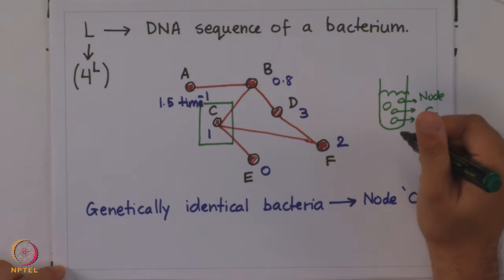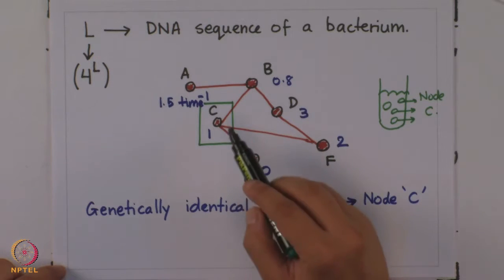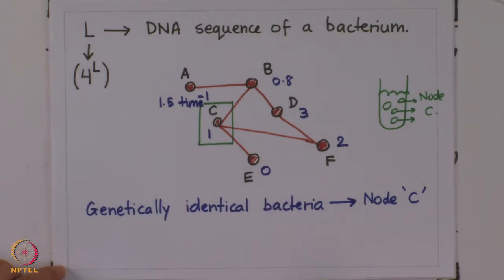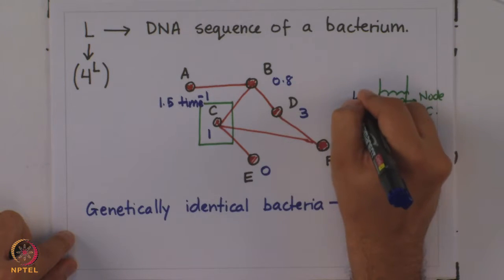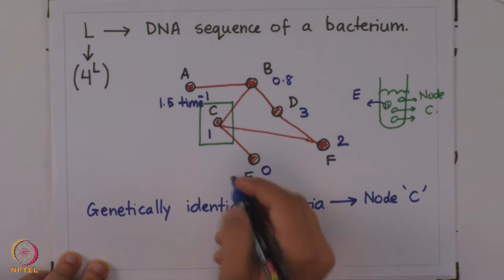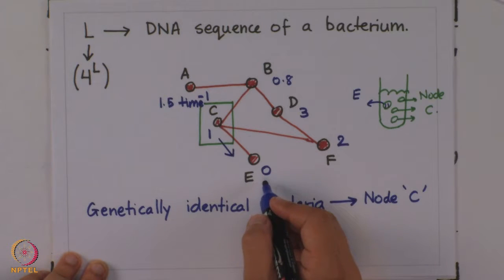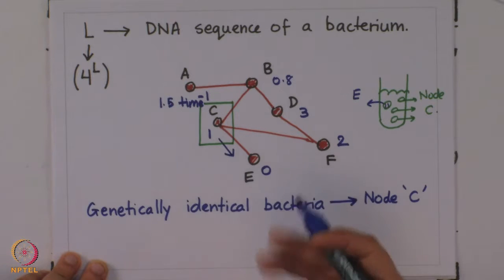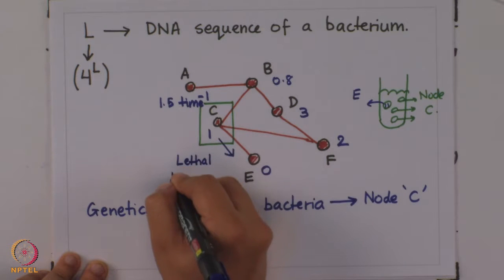Because mutations can happen randomly, and in this graph the 3 point mutations which are possible are C going to B, C going to F and C going to E. What happens if one of the bacteria in this culture acquires a mutation and goes to sequence E, for instance? Now, the growth rate associated with sequence E is 0, which means the resultant bacterium does not grow at all, it never divides, which means that the mutation that has happened is what is called a lethal mutation.